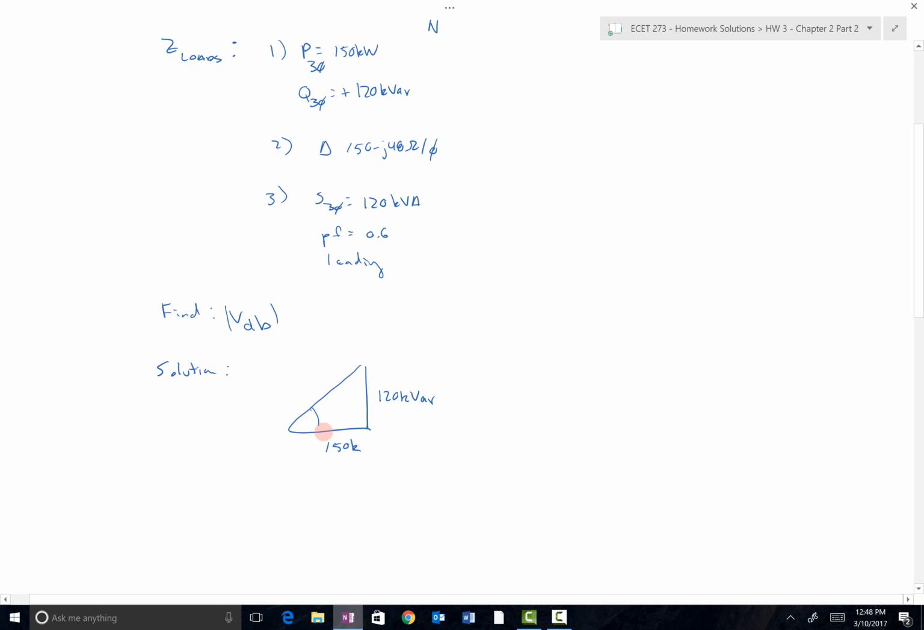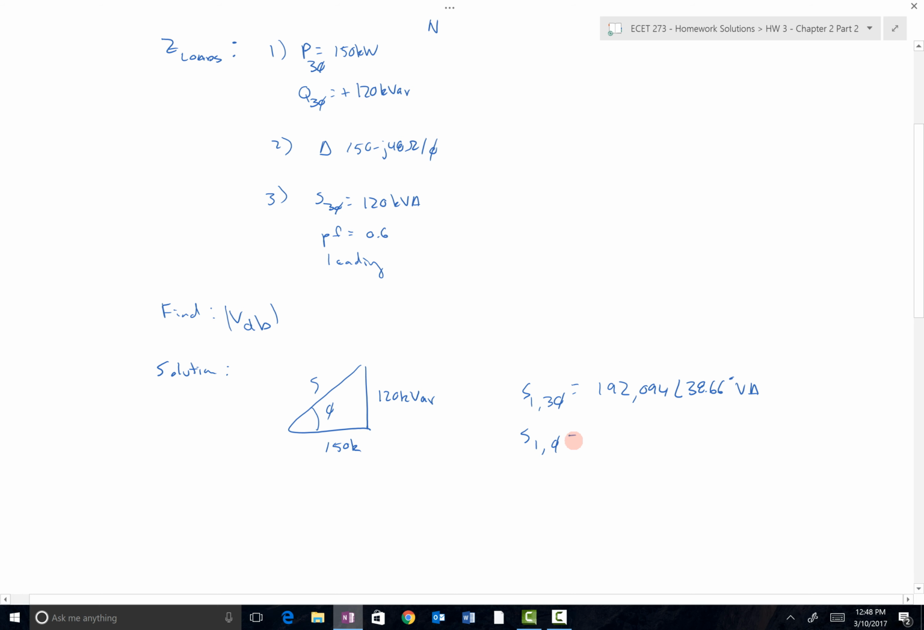I would draw the power triangle for this, and I would just say magnitude of S is 150 squared plus 120 squared raised to the 1/2, and then phi is the inverse tangent of 120 over 150. That's kind of old hat for you guys at this point, so I know S of load 1 on a 3-phase basis is equal to 192,094 at an angle of 38.66 degrees volt amps.